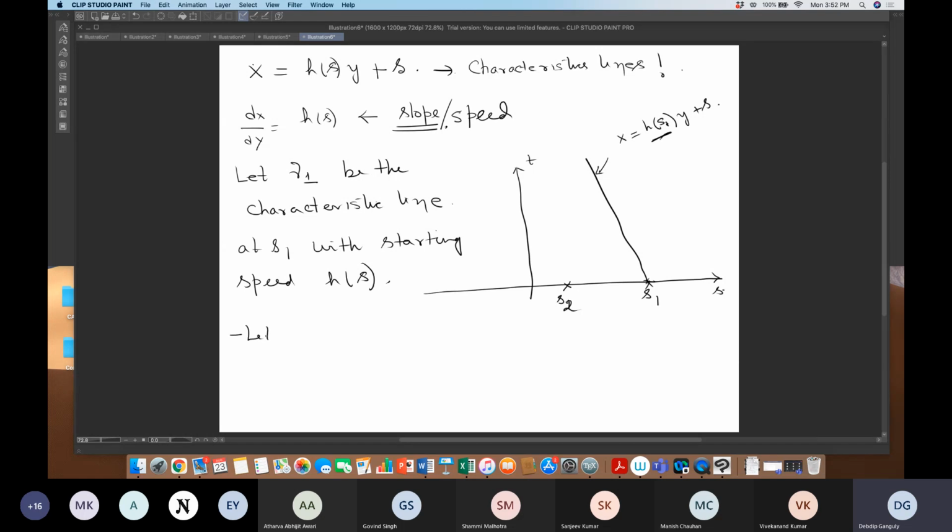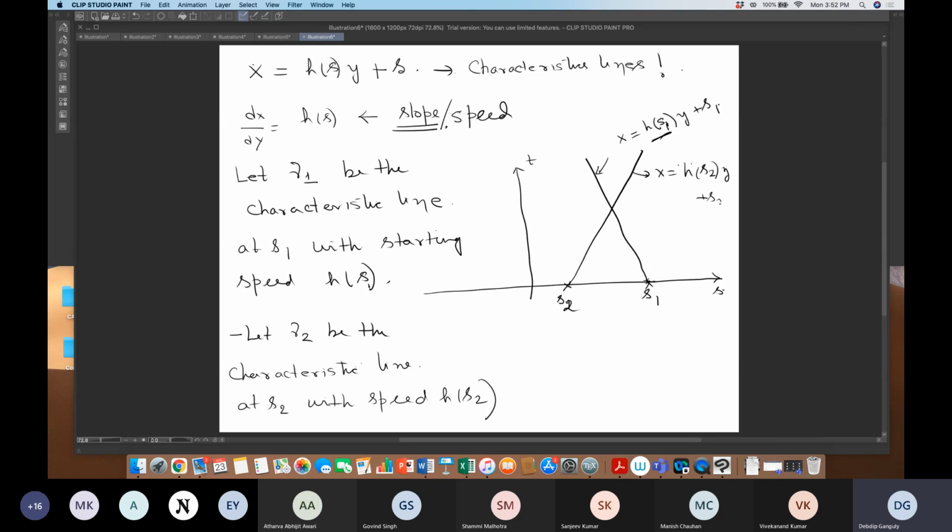And let gamma 2 be the characteristic line starting from here, at S2, with speed h of S2. This line is x equal to h of S2 times y plus S2. Two lines.